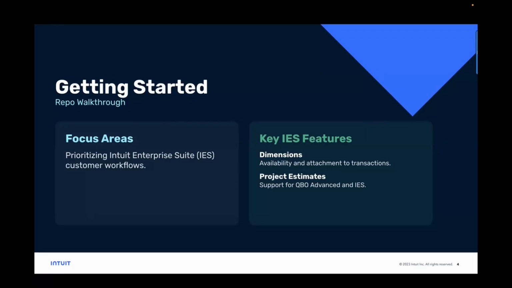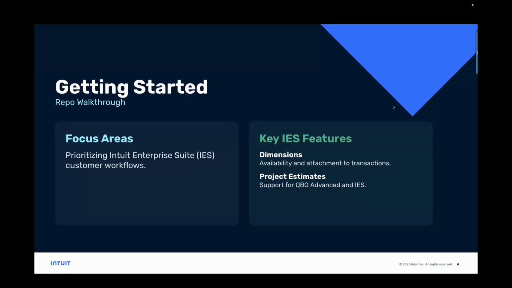To start with, there are these two use cases here. Both are targeted for easy development with premium APIs for IES customers, that is Intuit Enterprise Suite. Two important features available for IES customers are, one, availability of dimensions in QuickBooks IES with the ability to attach these dimensions to transactions. And second is creating project estimates, which are different from financial estimates. Project estimates are currently supported only with the QuickBooks Advanced SKU and IES customers.